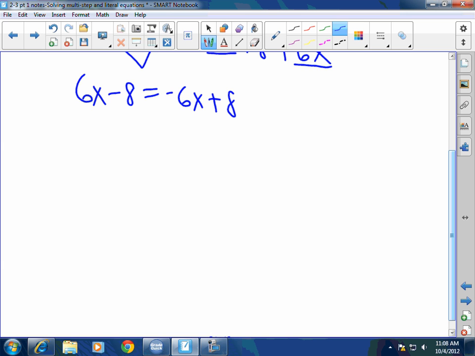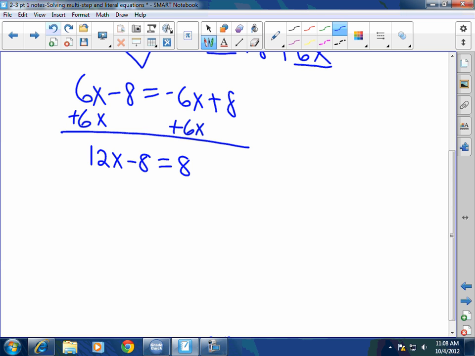Okay, we're going to stay positive. So, I want to get rid of this negative 6x. How do you get rid of a negative? Add the positive of it. Use the additive inverse, right? The addition property of equality. So I'm going to get rid of negative 6x by adding 6x to both sides. I'm going to have 12x minus 8 equals 8. See now, guys? Now it's a two-step equation.